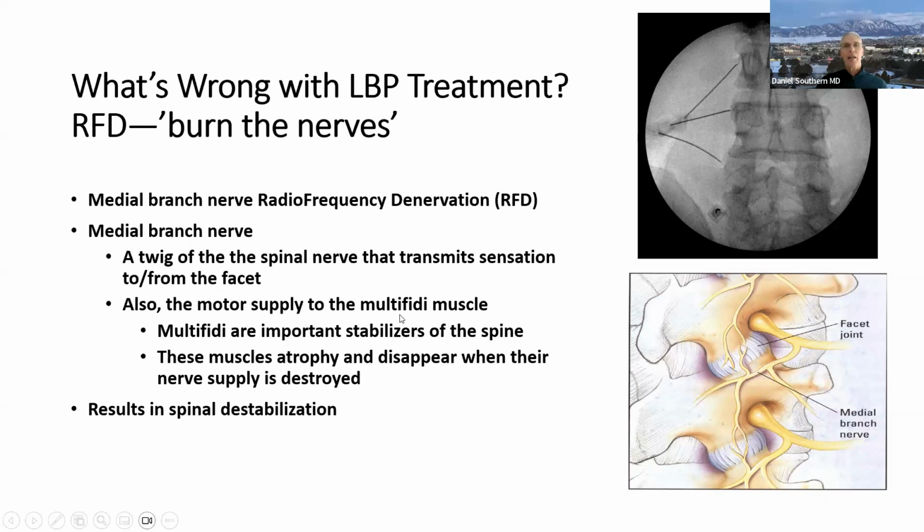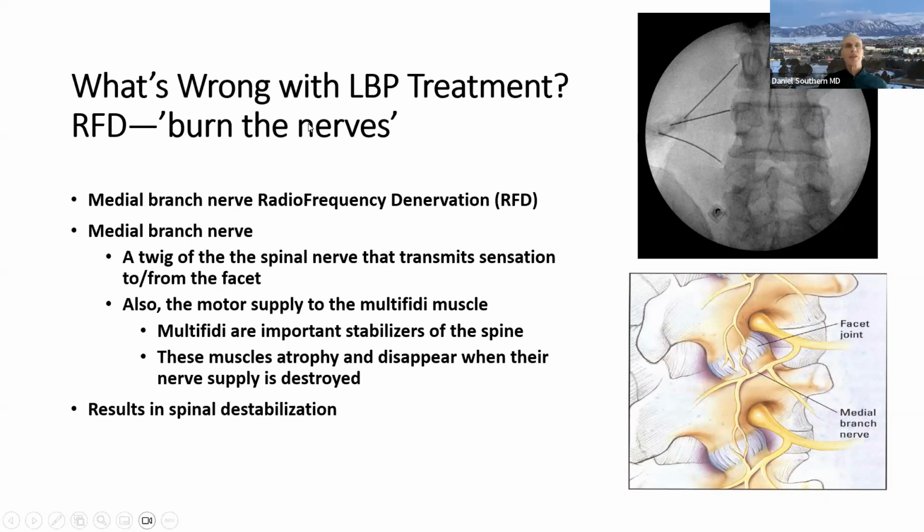And the multifidi are important stabilizers of the lumbar spine. And if you successfully burn the medial branch nerve out, the multifidi muscle that nerve is supplying at this level will disappear, atrophy and disappear, because muscles do that when their nerve supply is destroyed. So ultimately, when you're burning a nerve, whether you're successful at taking pain away from painful joints or not, what you've definitely done is destroyed important stabilizing muscles of the lumbar spine.